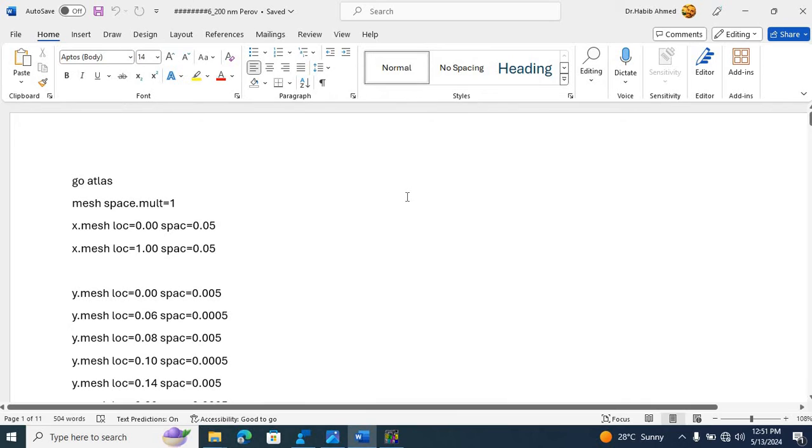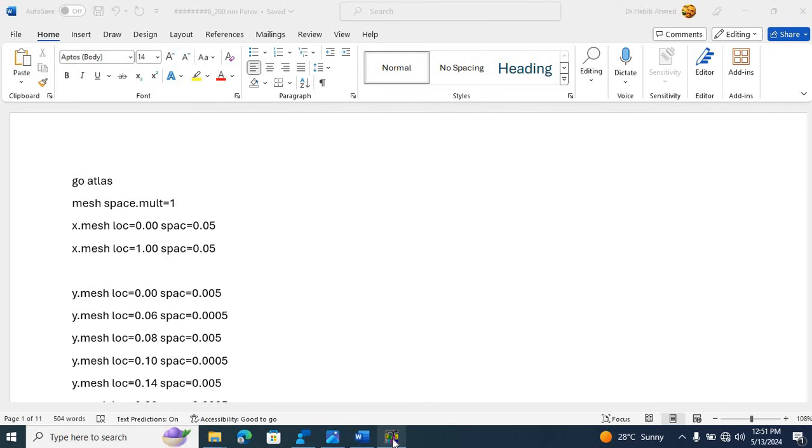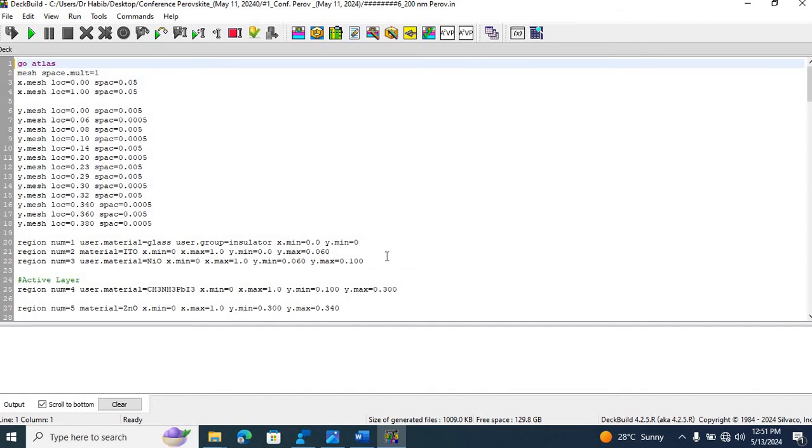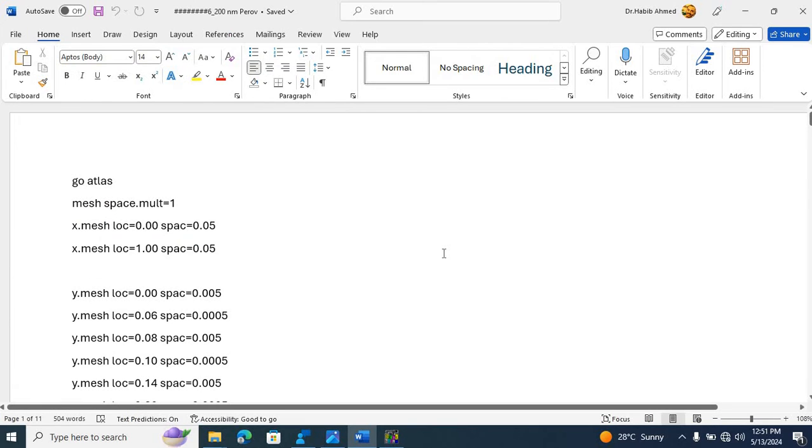With that being said, let me walk you through the code. As you know, the font size inside the DeckBuild environment of Silvaco TCAD is not good, and I don't really see any option to increase the font size. So I have copied the code inside a Microsoft Word document as well. We start with go atlas. Then we define the meshing.